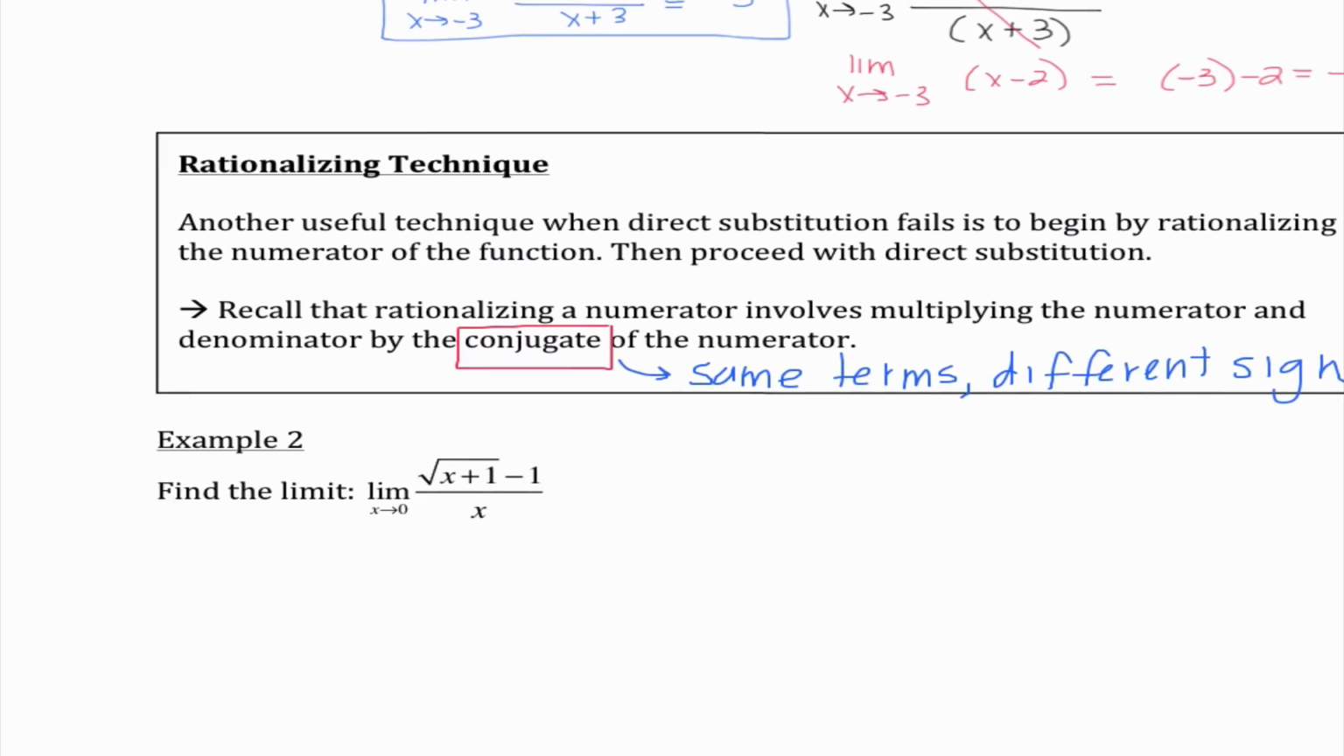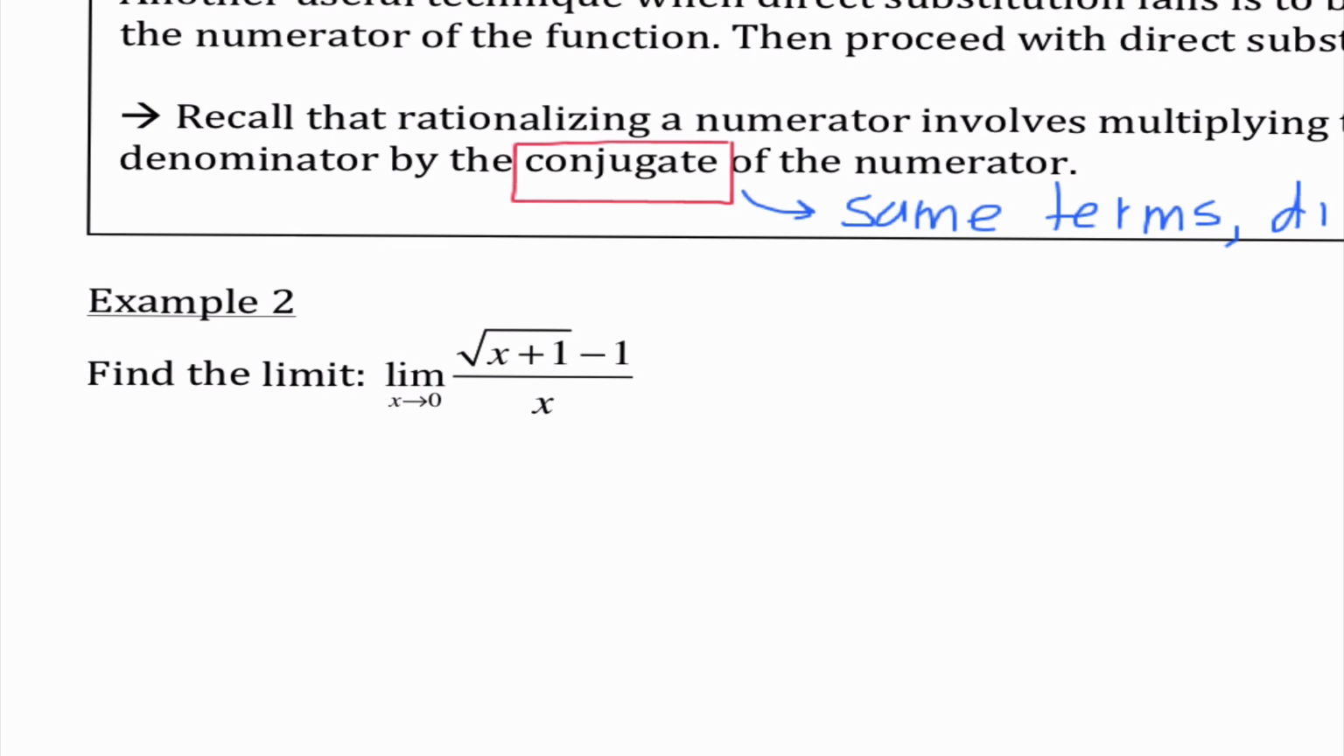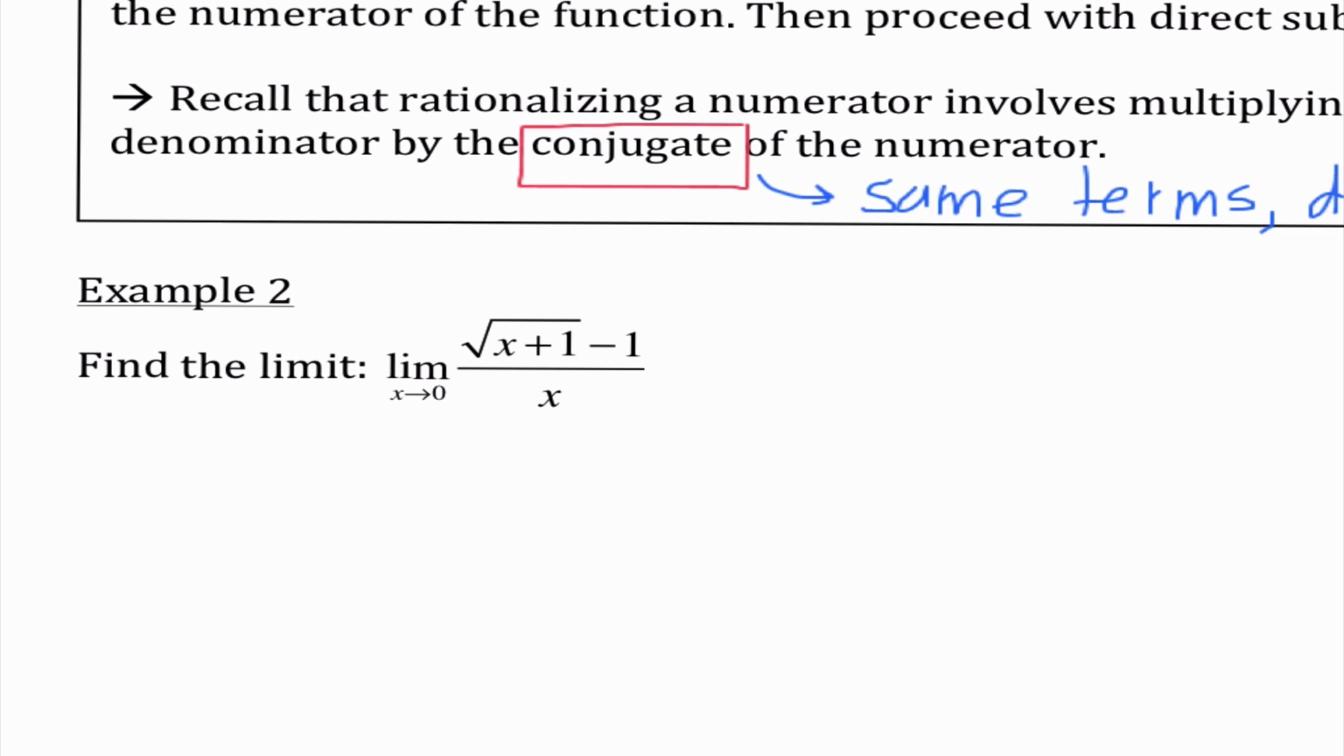Okay, so if we look at number 2 here, it tells me to find the limit of the square root of x plus 1 minus 1 over x as x approaches 0. I would always start by using direct substitution because that makes our life easy. But what we see here is I get the square root of 1 minus 1 over 0, so I get 0 over 0, which tells us that we need to go ahead and use our rationalizing technique.